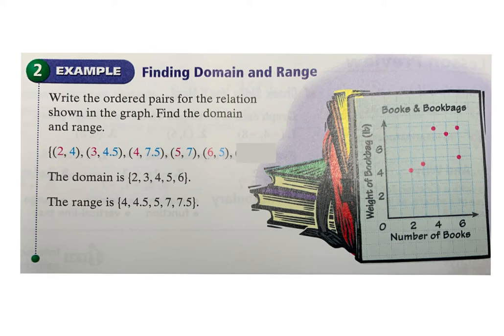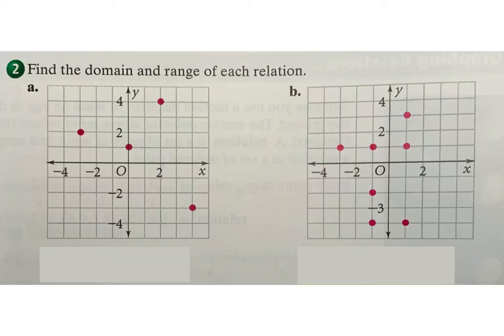All right. So what they did here is they listed all the points that they had: 2, 4, 3, 4.5, 4, 7.5, 5, 7, and 6, 5. They listed these points, and then they took the 2, 3, 4, 5, and 6 and listed that, and they took their range and listed that. Again, you do not list duplicates. You list it least to greatest. No duplicates and least to greatest is how you're going to list it. So go ahead and find this domain and range.